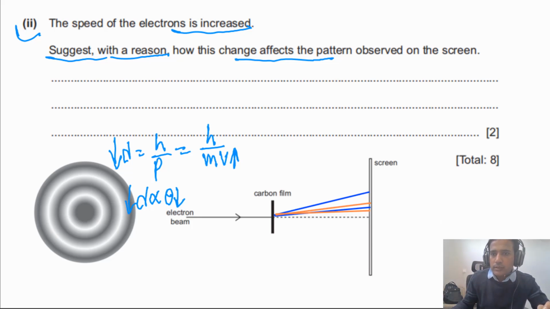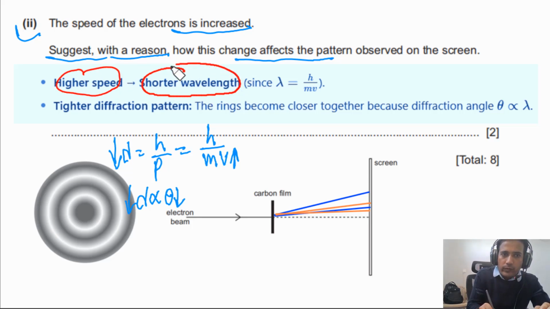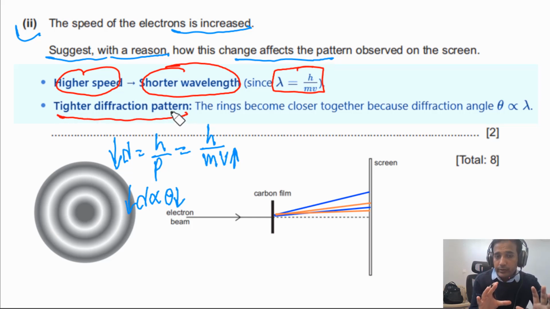Now let me show you how you can write down the answer. This is what you need to write down for this question. You can mention this point. First you can say higher speed, shorter wavelength. You can also give reference of this formula. So there will be tighter diffraction. These are the key points. If you write them down, you will get the marks. If you want to explain a little bit more, why tighter diffraction? This is because theta is proportional to lambda. So if lambda is small, theta will be small.